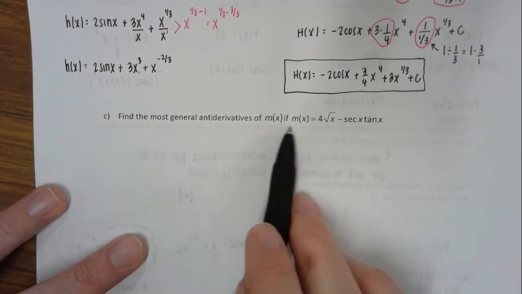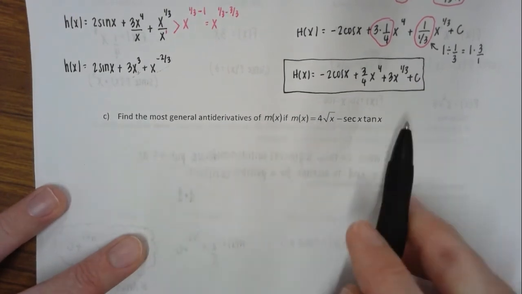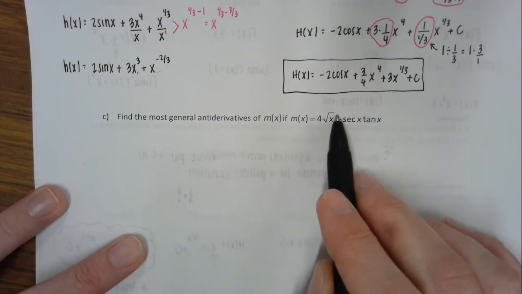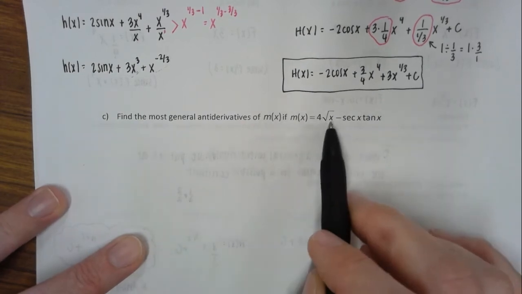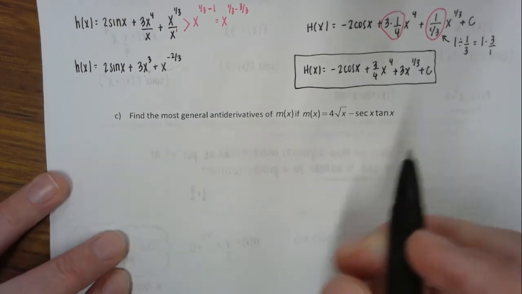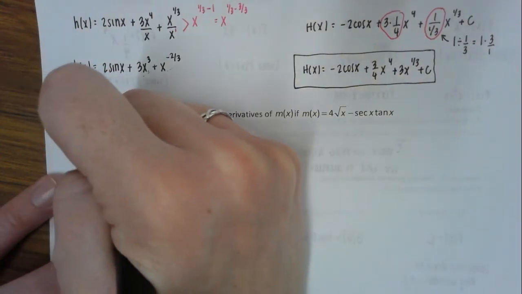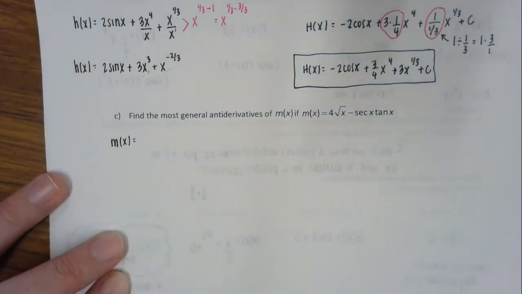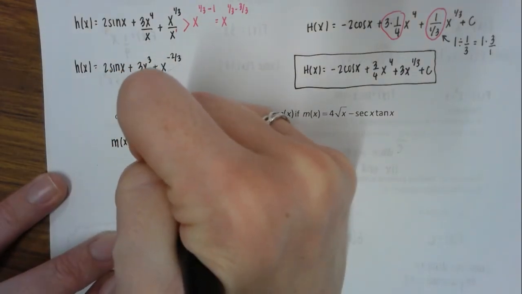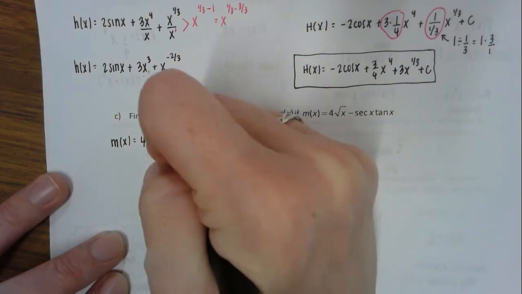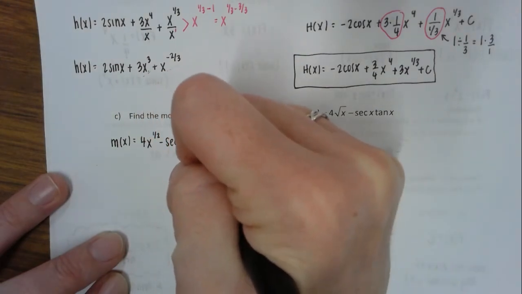So I'll do one more general antiderivative example. The only thing here that I want to talk about first is this square root of x. So I don't want to leave that like that. I'm going to rewrite that as a fractional exponent. So again, this is still just little m of x. So that's going to be 4x to the 1/2 minus secant x tan x.